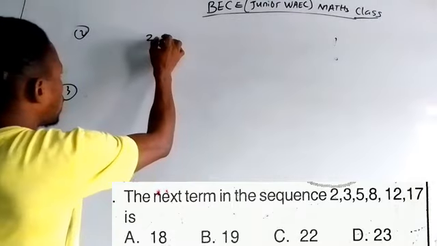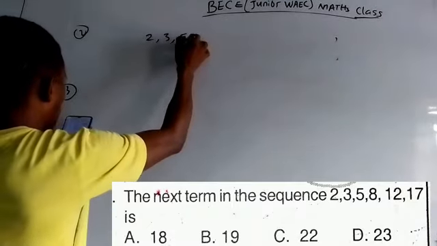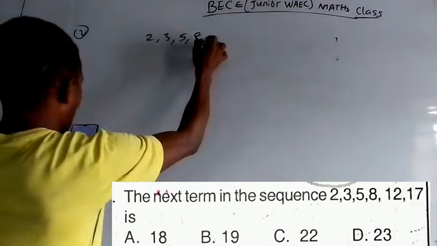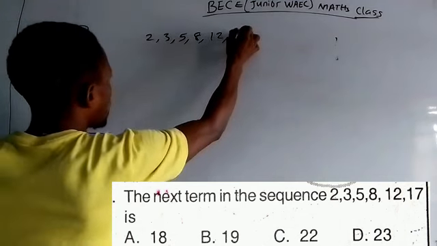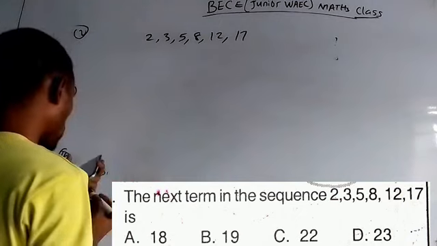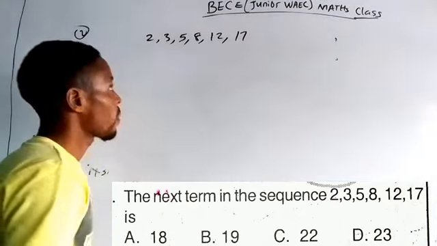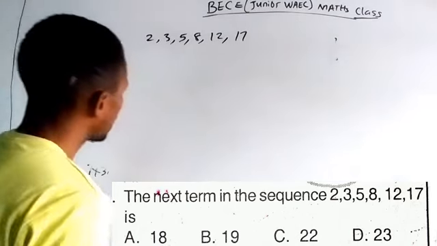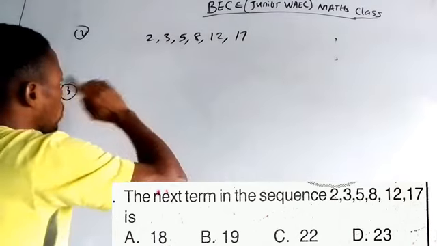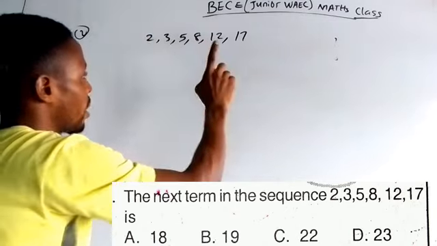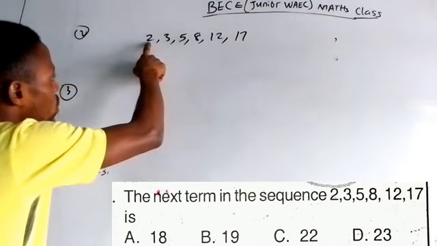We have 2, 3, 5, 8, 12, and 17. So what will be the next number in this sequence? Let's look at it now. Let's study the sequence very well. We have 2 as the first term. After this 2 we have 3.